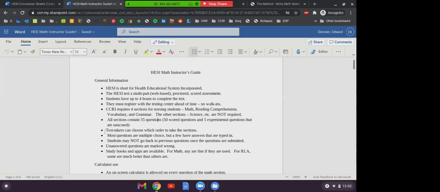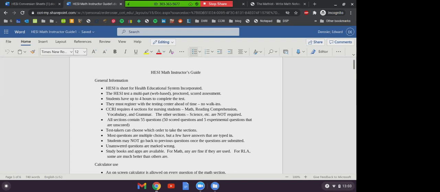The other thing too is most questions are multiple choice. Most, not all. So there are some questions in the actual test where you have to type in the answer. It's a box where you type in the answer. When you type in the answers, you just put the numbers. You don't put units or anything like that. No sentences, no words, just numbers. Just be mindful of that as well.